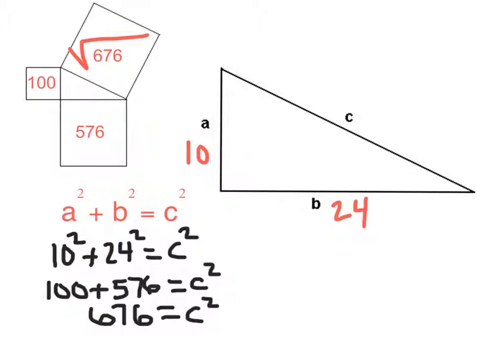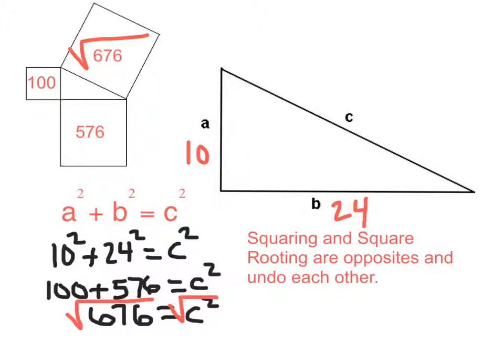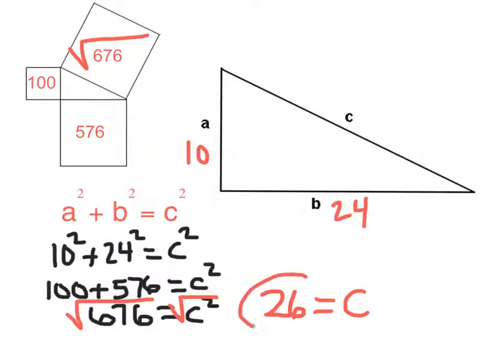When we're working with the formula down here, the algebraic steps to finish this off, to undo this exponent of 2, is again to square root. We square root both sides. That would cancel out our exponent. We're left with side C. The square root of 676 would be 26. So we have just solved that our hypotenuse would be 26 units long.